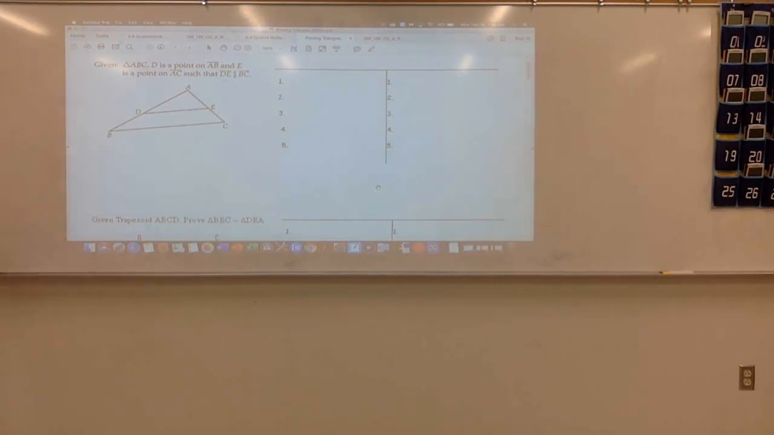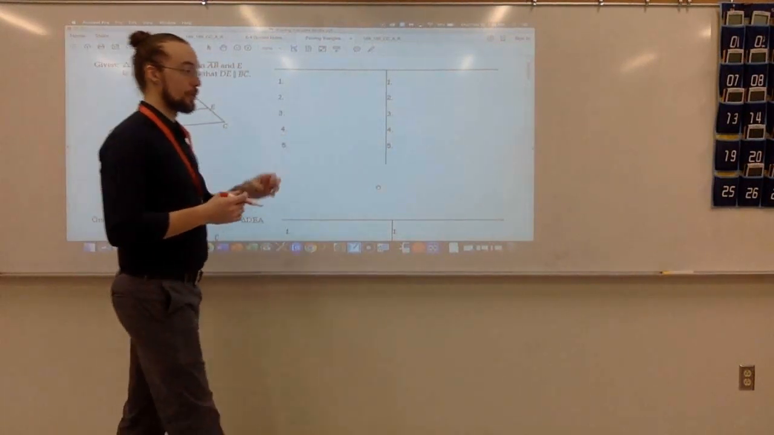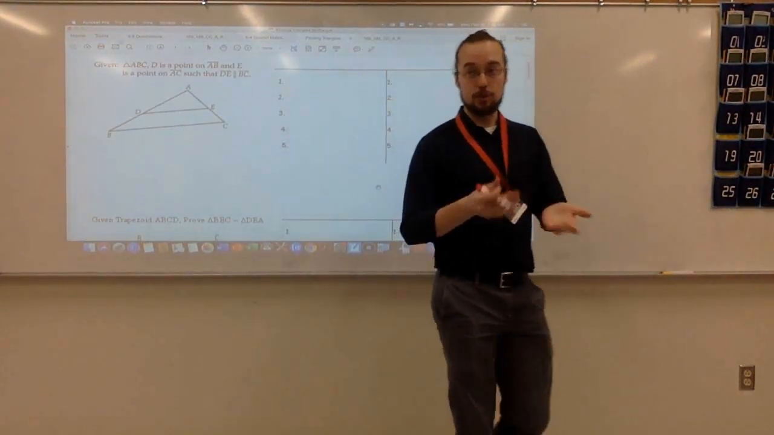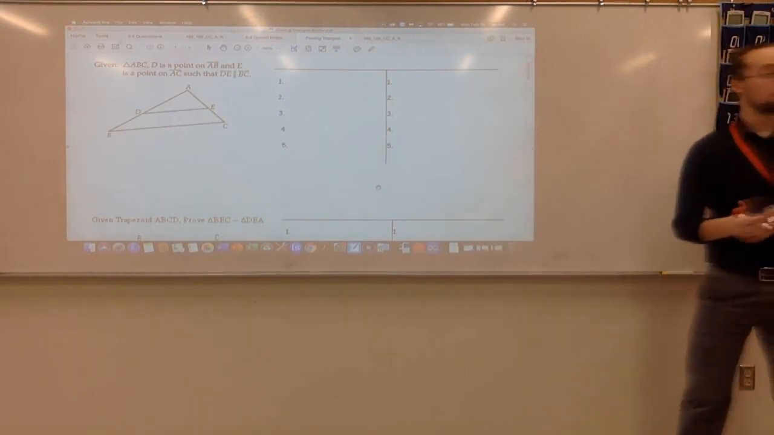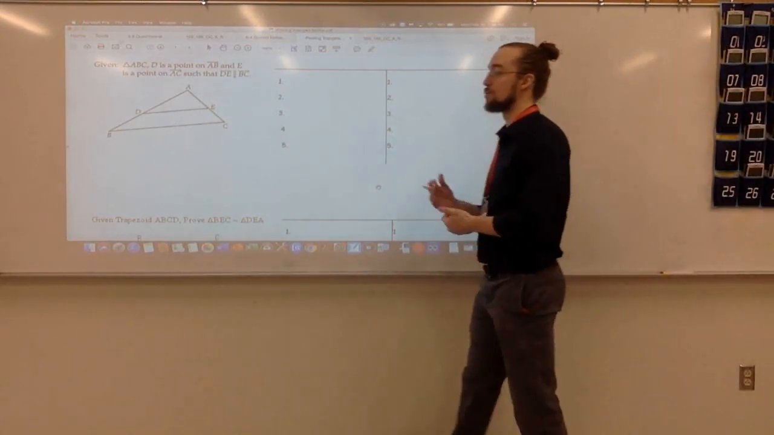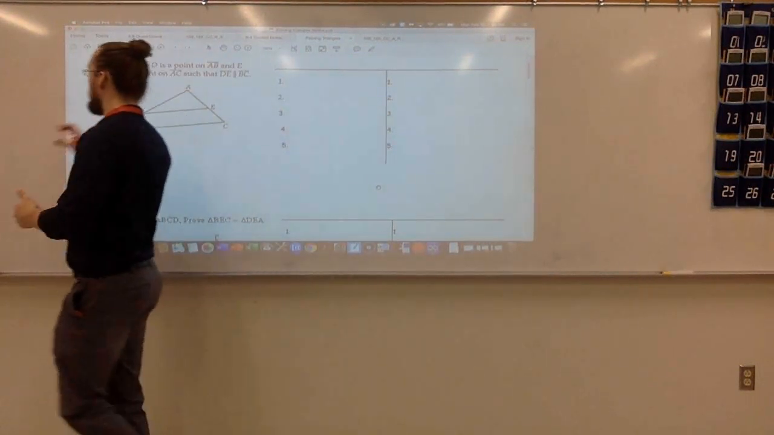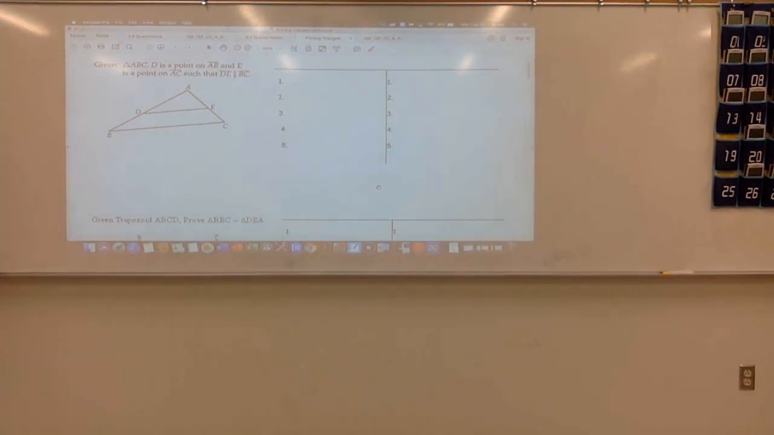Right? If I can show that two angles of two triangles are congruent, then I'm done, and I've shown the two triangles are similar. So that's what we're going to focus on today. It's just trying to prove that two angles of two triangles are congruent. So let's just go through a couple examples here.